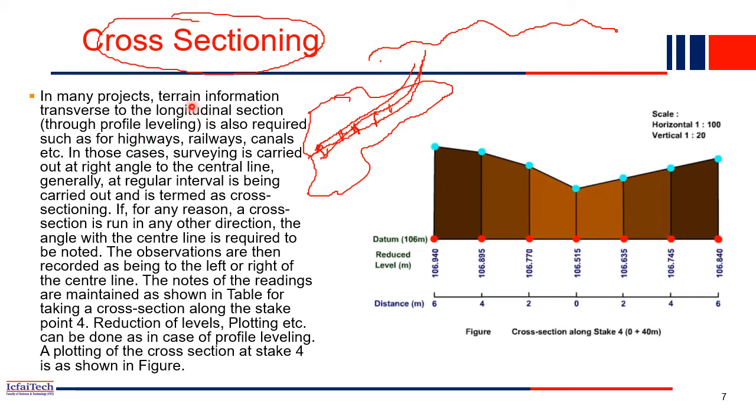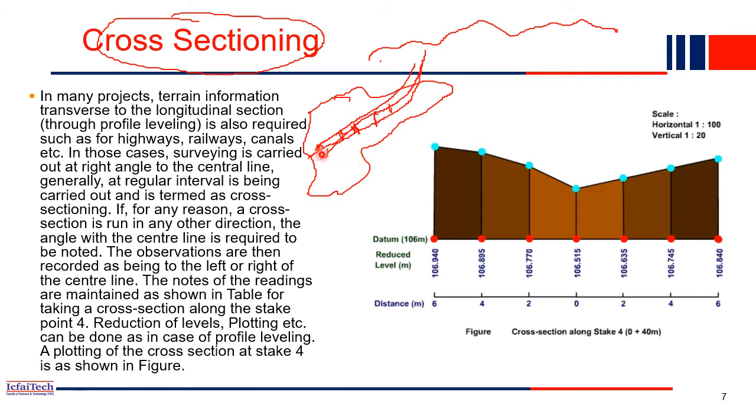In many projects, terrain information traverse to the longitudinal section is also required, right? For example, in road construction, highways or canals, that longitudinal cross-sectional view is also required. In those cases, surveying is carried out at the right angle to the center line. So this is the center line, this middle line. The right angle to the center line is this vertical, this horizontal line, is it not?